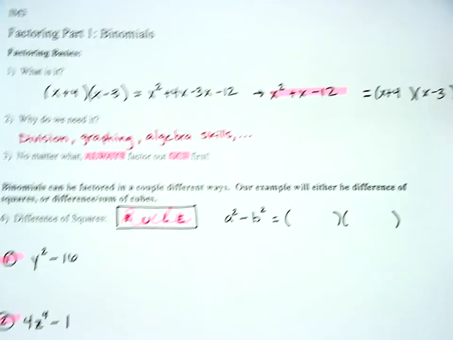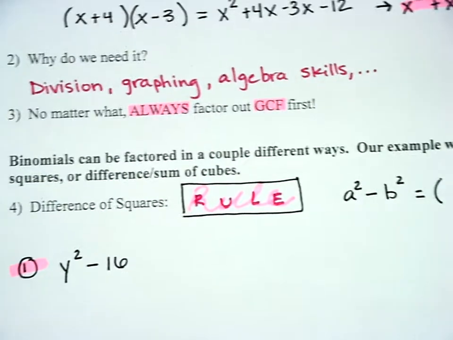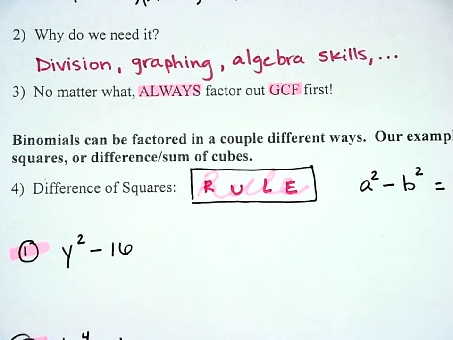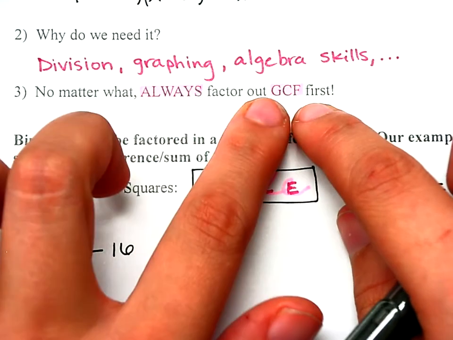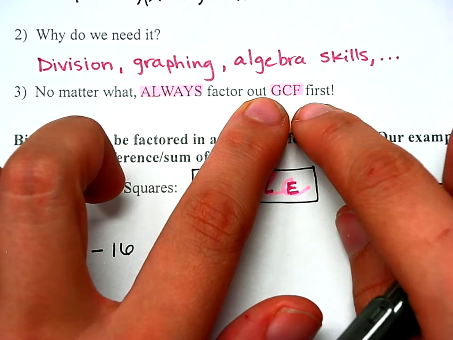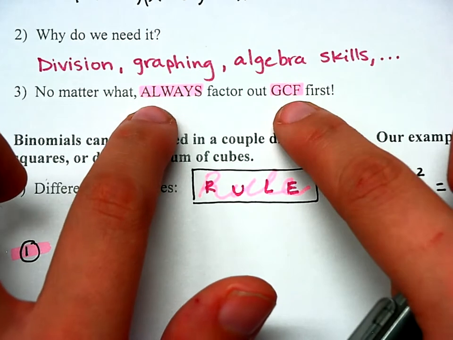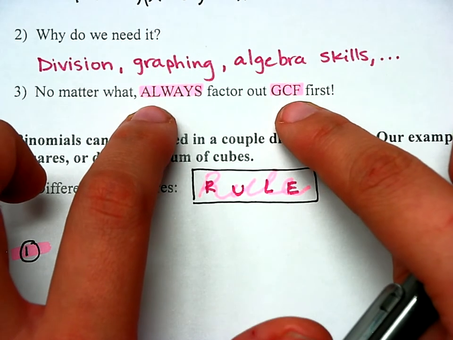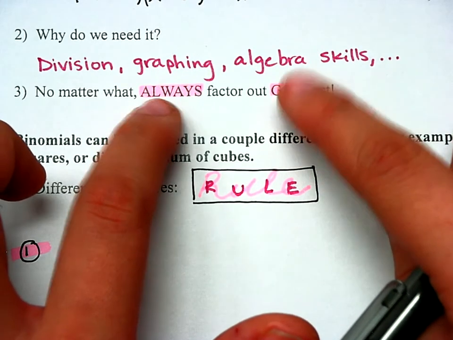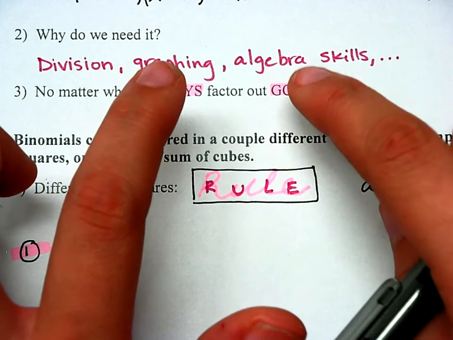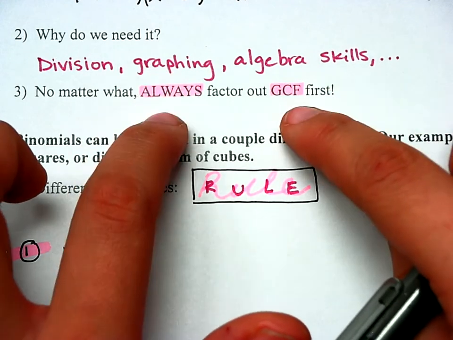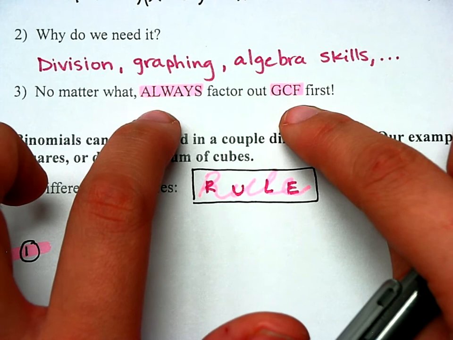And then the third and one of the most important parts of factoring is no matter what polynomial you are given, always, always, always factor out a greatest common factor first if you can. So this is going to be your first step to factoring, no matter what your polynomial looks like. It's not always going to apply. Sometimes you won't have a greatest common factor, but you always, always, always look for it. That's going to be your first step no matter what.